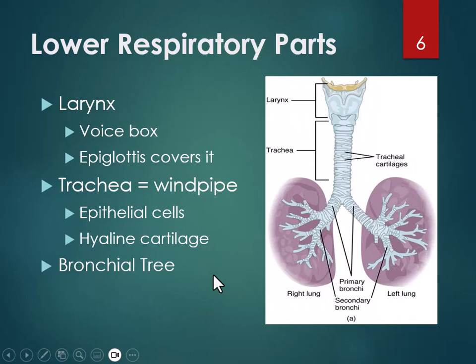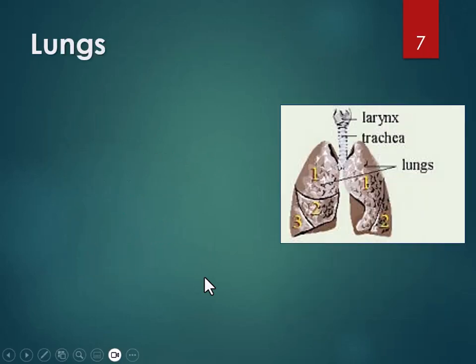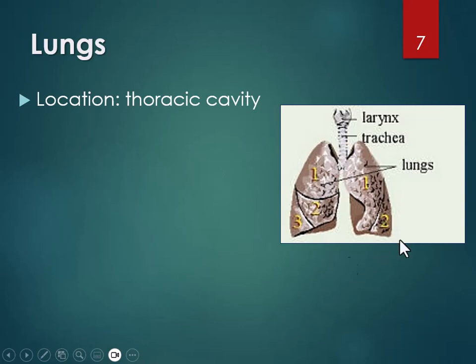They further branch and branch and branch into the tertiary, quaternary, and eventually bronchioles, and that eventually leads to the alveoli, which I'll show you in just a second here. Here's a picture of the lungs, and it shows the different lobes there, 1, 2, and 3 on the right, and just 2 on the left side, because you can see the heart kind of fits between there.